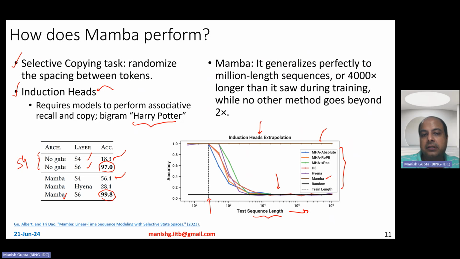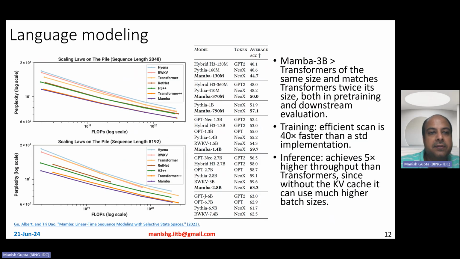So the result is obvious. The accuracy remains 100% or close to 100% for Mamba, but not for others. Mamba generalizes perfectly to these million length sequences, as you see. So it's a million length sequence, or 4000x longer than it saw during training, while no other method goes beyond 2x. No other method basically learns how to handle sequences more than 2 times of training.